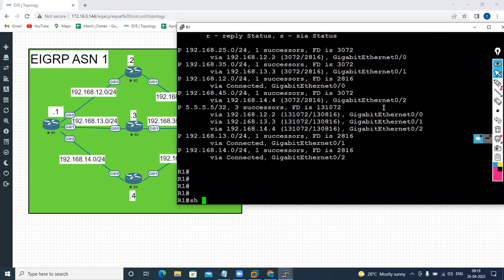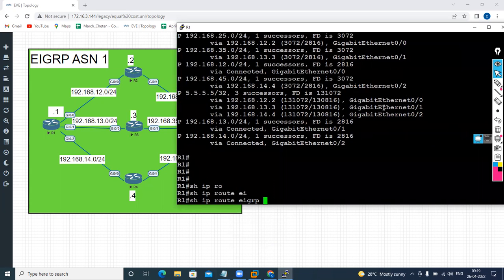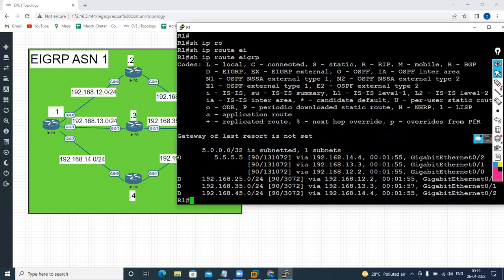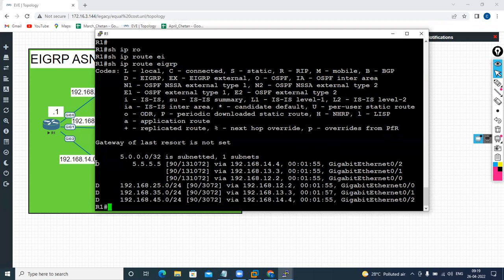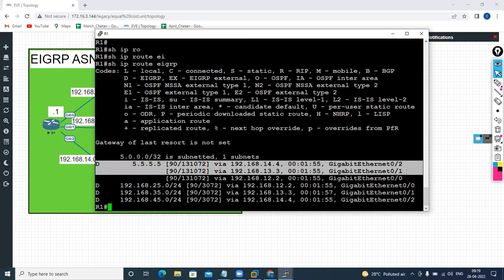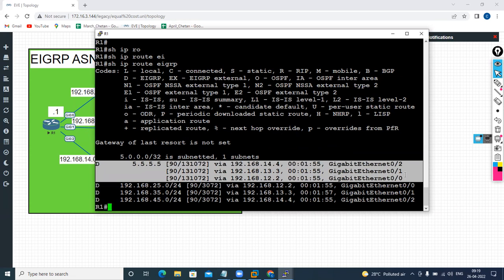Okay. Now show ip route eigrp. Wow. Can you see? By default, EIGRP will do equal cost load balancing. It is taking all 3 paths to reach the destination 5.5.5.5. Clear enough? Clear online, guys? By default, it supports 4 paths. Is it clear? Yes, sir. All right. Now what do you mean by unequal cost?